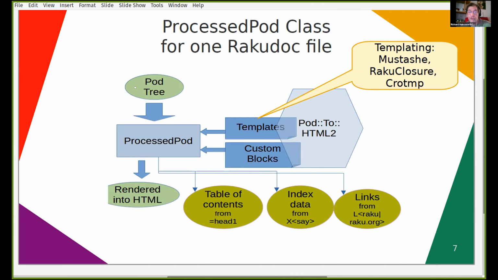When you have a pod tree and you push it through ProcessedPod, you actually get 4 or 5 different outputs. The first output is the rendering into HTML. You then get a table of contents, and the table of contents can be manipulated. According to the original specification, you could put the table of contents at the beginning, at the end. You could have small tables of contents and so on. Then there is index data.